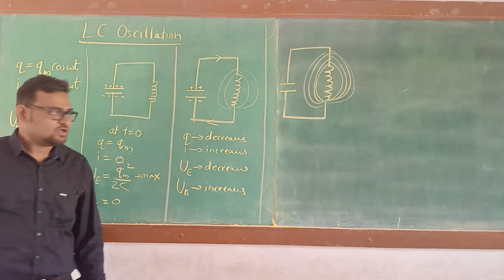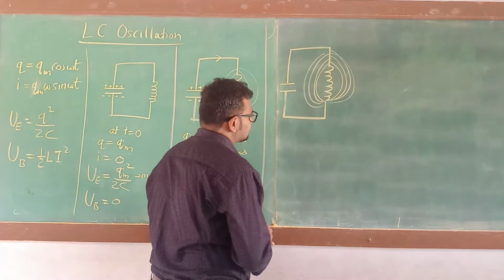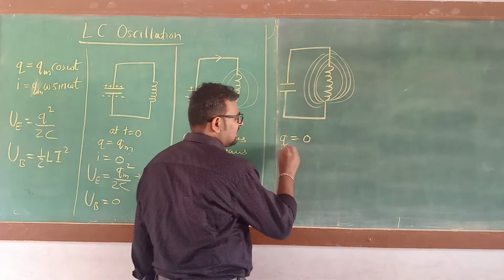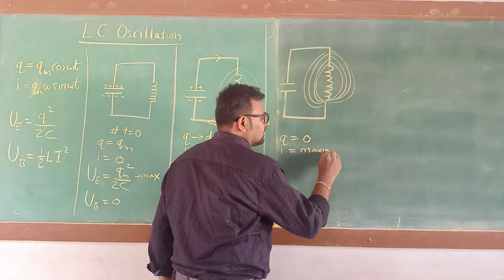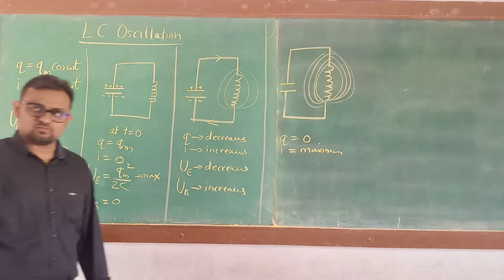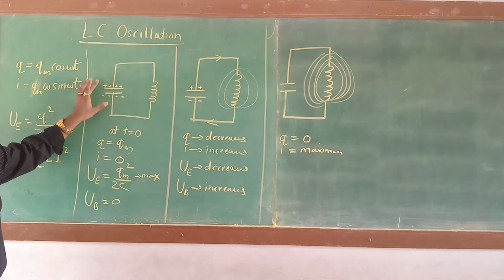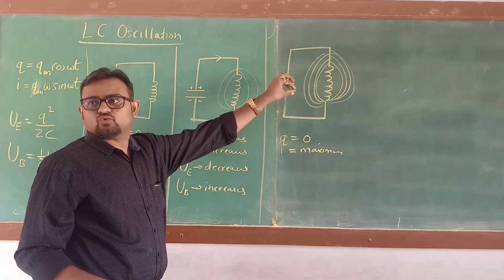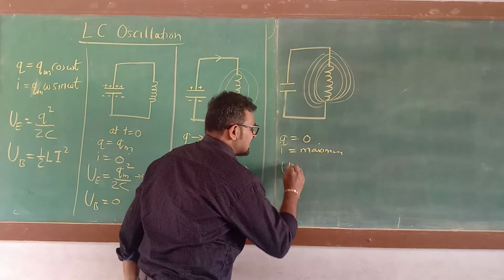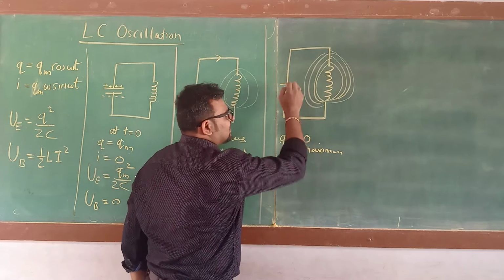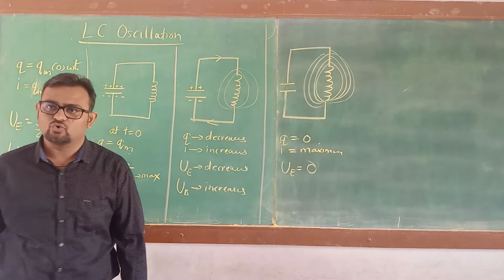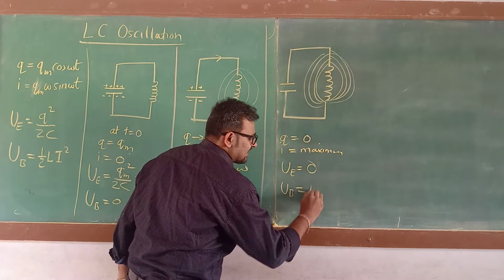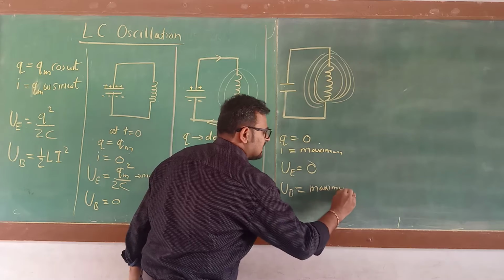Clear? Okay, so what happened here in this case? Q is equal to 0 and I is maximum. Now as Q is 0, see what happens? Maximum charge starts moving in this way, charge reduces to 0. So now here as charge is 0, what is the energy stored in the form of electric field in the capacitor? 0. And the energy stored in the form of magnetic field, that is maximum.